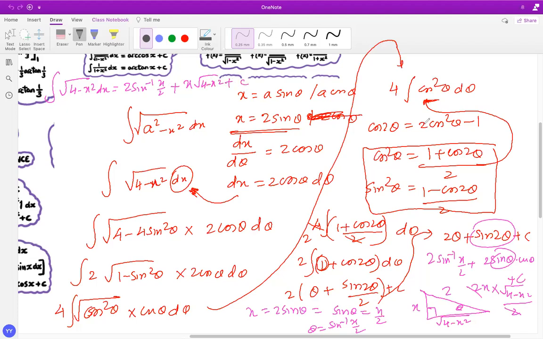So this is a basic one of the substitutions that involves trig identities. I hope you remember this part. It saves at least 5 minutes of your exam time.